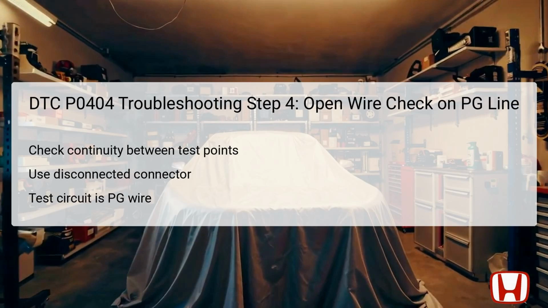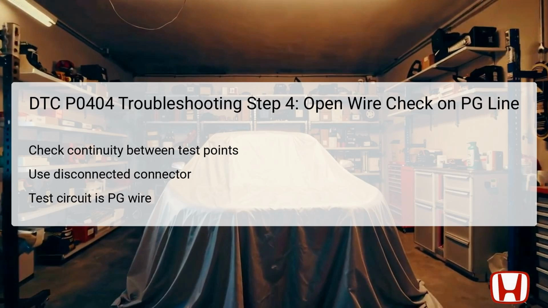This step involves diagnosing potential open circuits in the PG line, which is the signal wire from the EGR valve to the ECU. With the vehicle in off mode and connector disconnected, measure continuity between test point 1, which is terminal number 1 on the EGR valve connector, black wire, and ground. Continuity indicates the wire is intact, whereas no continuity signifies an open circuit.